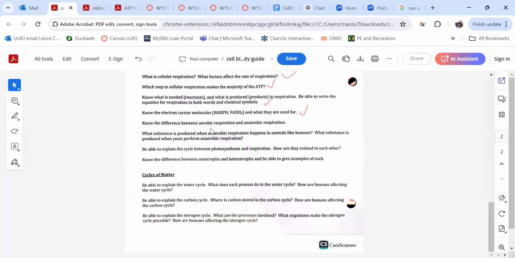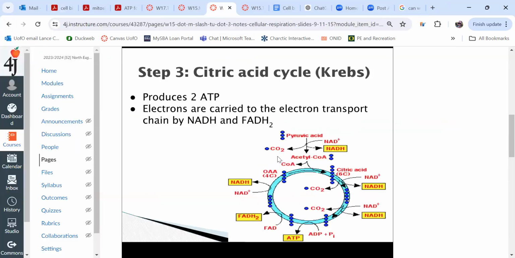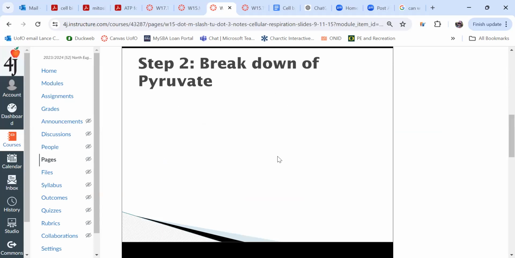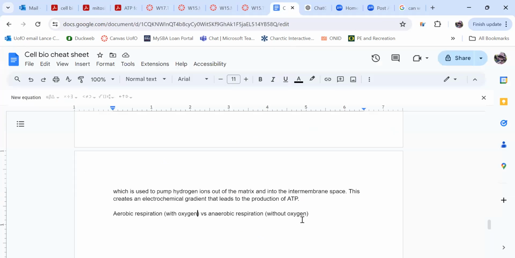What are we doing again? All right, know the difference between aerobic respiration and anaerobic respiration. Hmm. Okay, well, these slides are pretty good. So aerobic respiration versus anaerobic. Instead of versus, I'll just put this right here. Aerobic respiration.